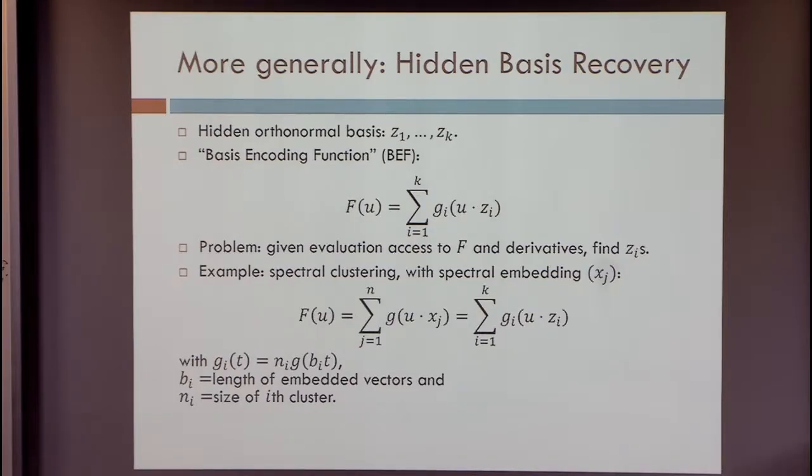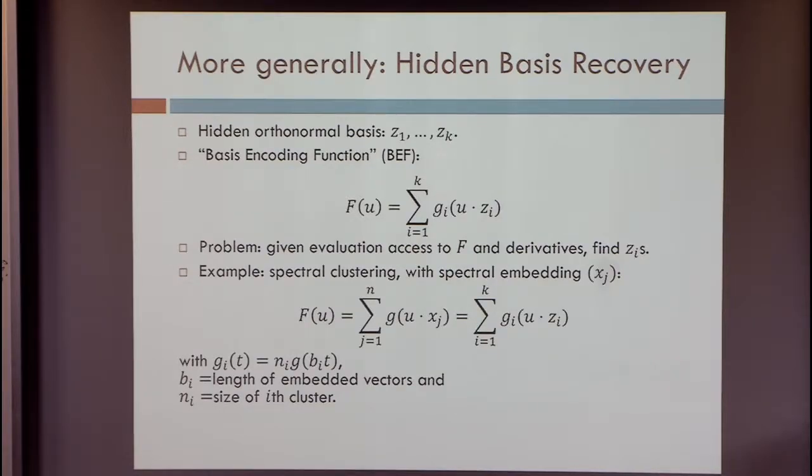So here I'm just restating the example of spectral clustering that we just saw in this language once more. On one hand, we had a fixed contrast function g that I'm going to evaluate at every projected point, and I add up over all points. That's my function f.